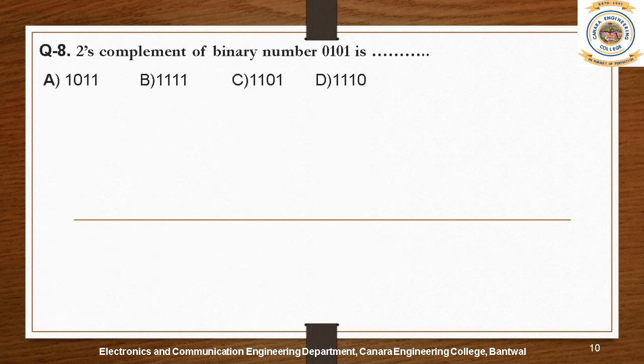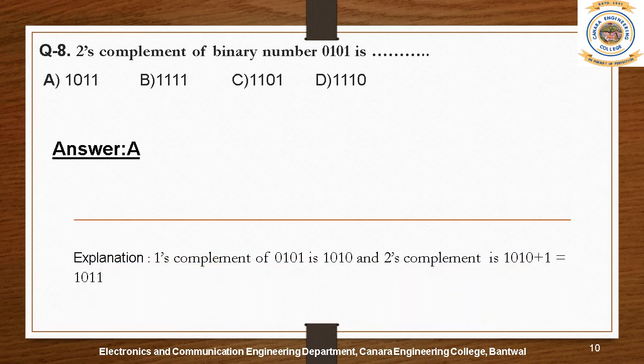Next, 2's complement of a binary number. The 2's complement is calculated by adding just 1 to the last bit. See, the 1's complement of 0 1 0 is 1 0 1 0, and the 2's complement is 1 0 1 0 plus 1. That gives you 1 0 1 1. That is answer A.